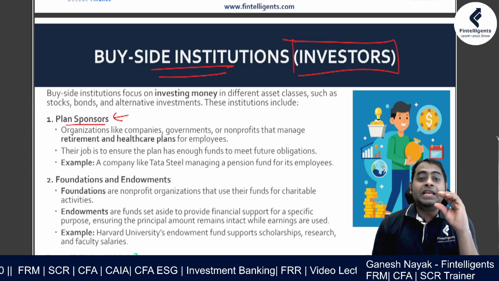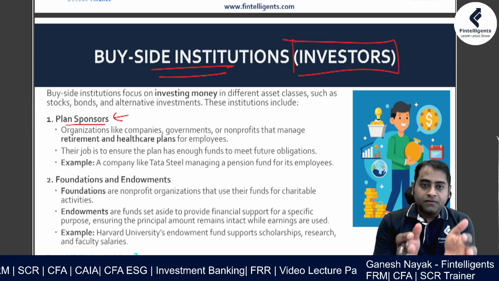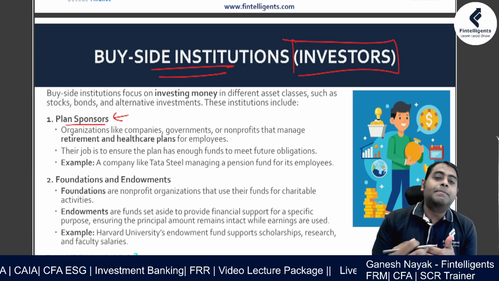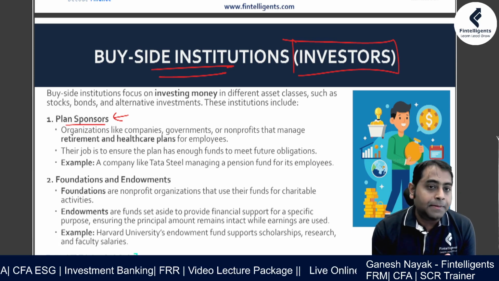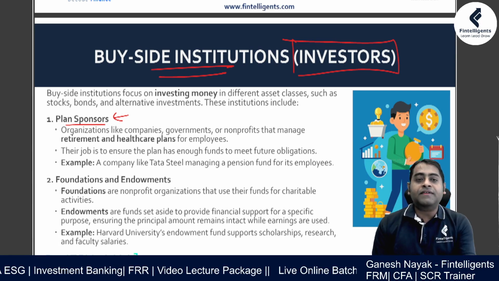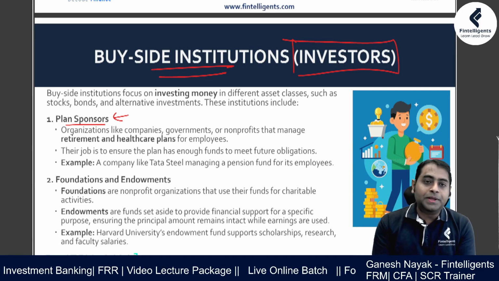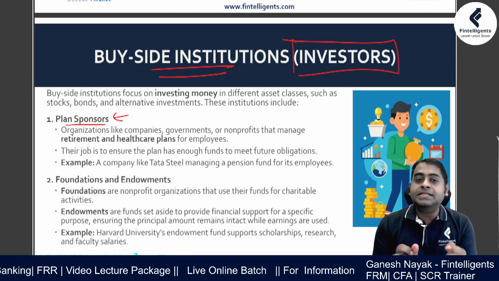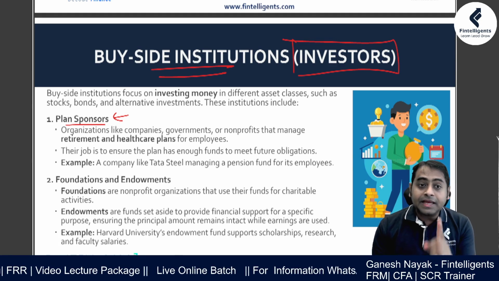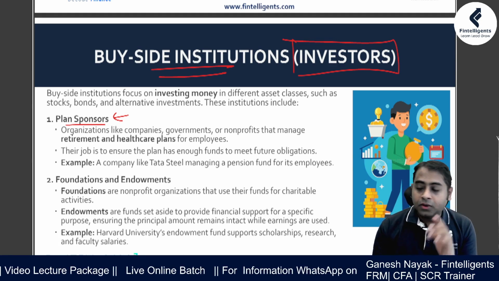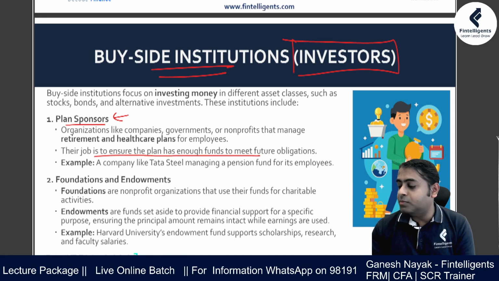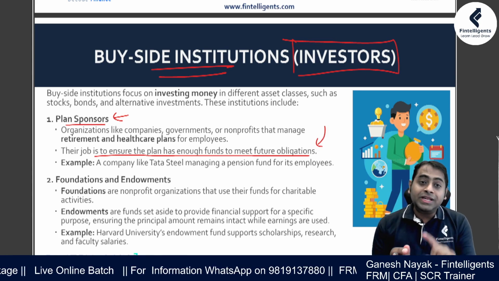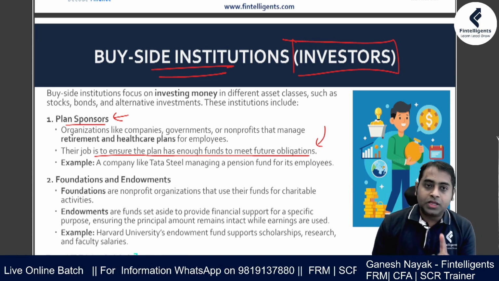The plan sponsor is the one investing money into that fund, and from that fund the money will be paid to the employees, but it is not paid immediately. For example, if the government has allocated 5,000 crore rupees into the pension fund, people are going to retire over a period of time. Till that time, that money is invested into the market. The plan sponsor's job is to make sure that whenever people retire, the fund has a sufficient amount of money so that they can pay the pension.